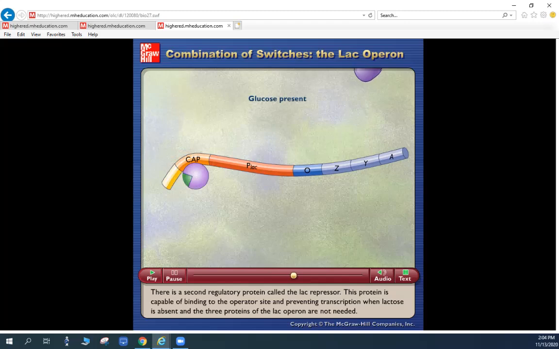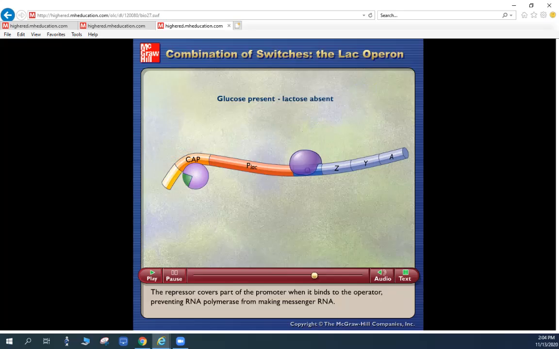There is a second regulatory protein called the Lac repressor. This protein is capable of binding to the operator site and preventing transcription when lactose is absent and the three proteins of the Lac operon are not needed. The repressor covers part of the promoter when it binds to the operator, preventing RNA polymerase from making messenger RNA.